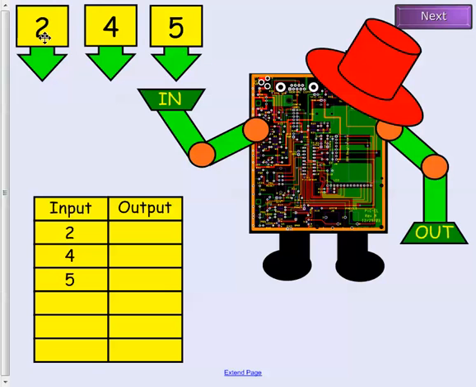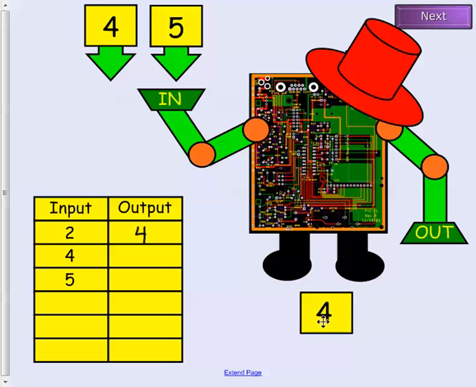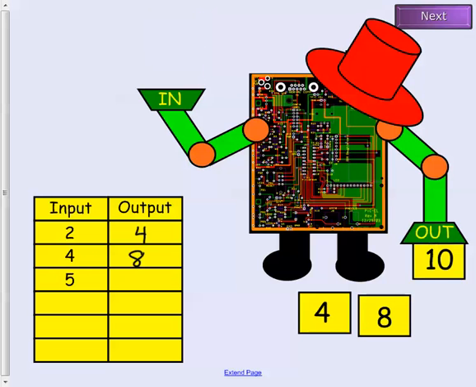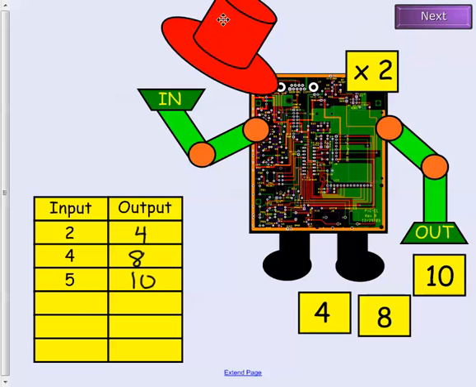What about this one? Let's try it and you see if you can figure out this one. So if I input 2, I get 4. If I input 4, I get 8. And if I input 5, I get 10. What do you think the pattern is? Go ahead and try it. Okay, if you want to pause the video before I show you what the pattern is, it's actually multiplying by 2.